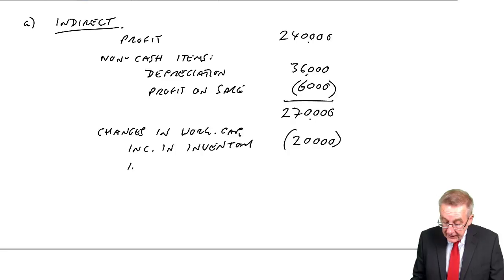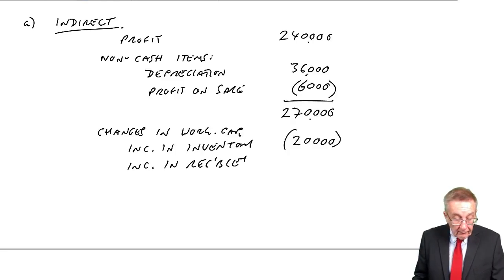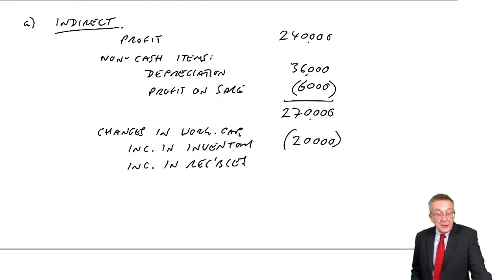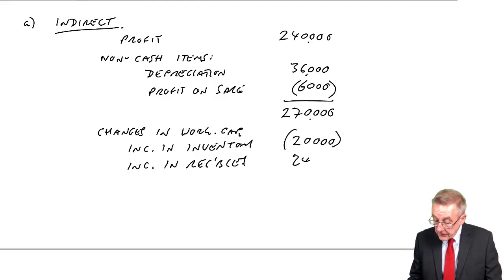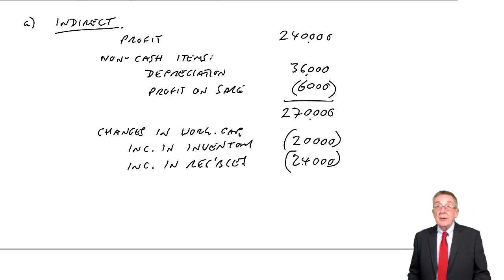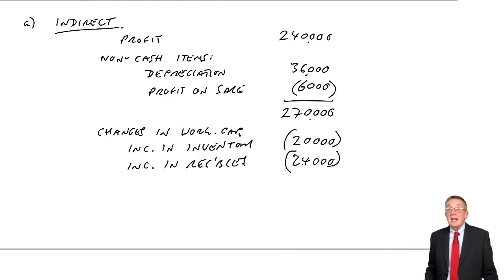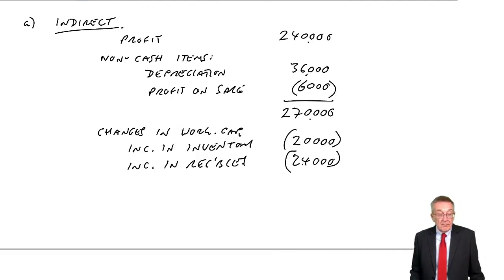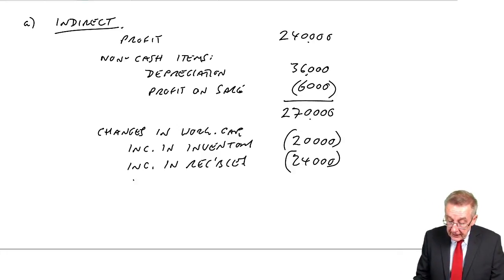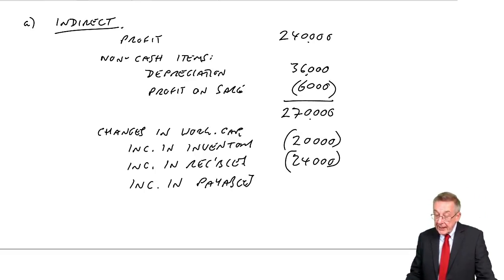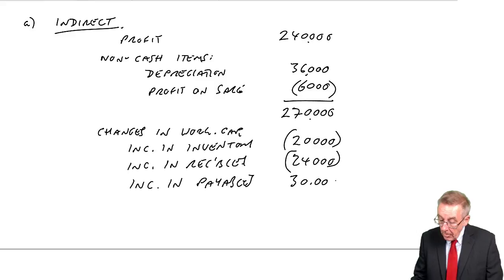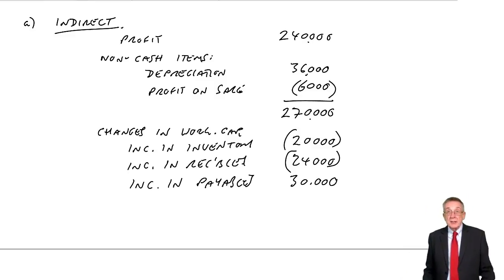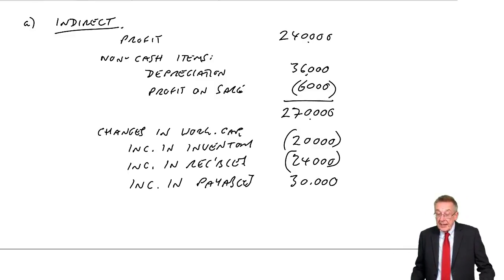There's been an increase in receivables, 235 up to 259. It's gone up by 24,000. More receivables, customers pay later, less cash. And finally, there's been an increase in payables, 138 to 168, an increase of 30,000. And of course, if we're taking longer to pay our suppliers, we have more cash.